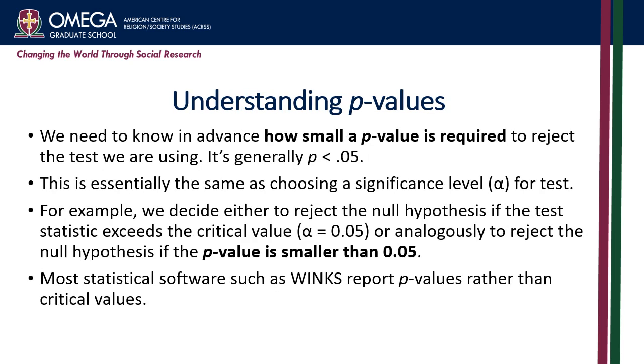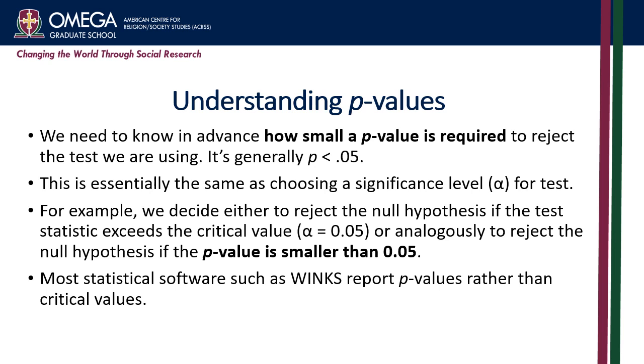We need to know in advance how small of a p-value is required to reject the test we're using. But by and large, it's generally p is less than 0.05. And for social science research, it would not be much smaller than that in any case. In things like clinical trials for pharmaceutical research, there might be a smaller p-value required or a greater critical value. That is, we may need 97 or 99% confidence every time we conduct a new test on a different sample. But for social science research, generally, p is less than 0.05 is adequate.